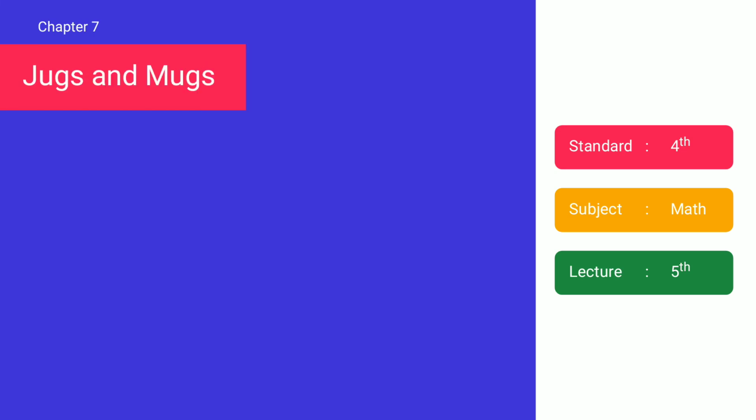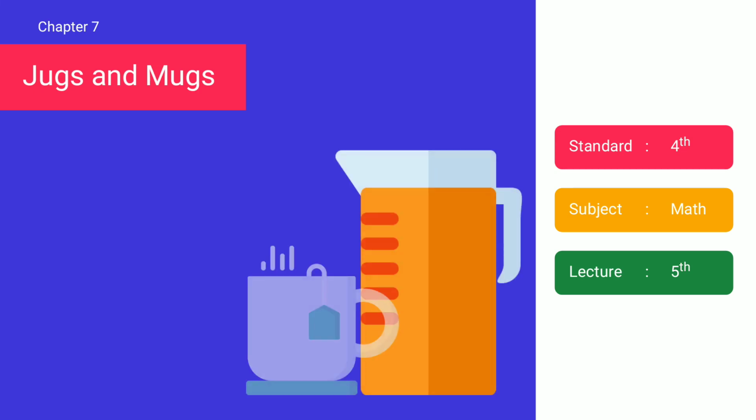As you know already, the name of our chapter number 7 is Jugs and Mugs. Today we are going to see again some more sums and filling the blanks regarding this chapter. Let us see. The first one.